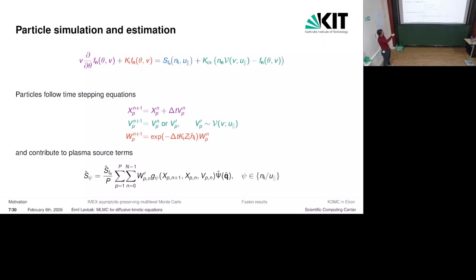So we do a positional update. After each time step, we decide whether we change the velocity or keep the old velocity based on a collision frequency, which we can compute analytically. So this is just a coin toss with a certain probability, and then finally we have a weight which can decay as a function of time. So we just have a certain ionization rate, and we reduce the particle's weight.